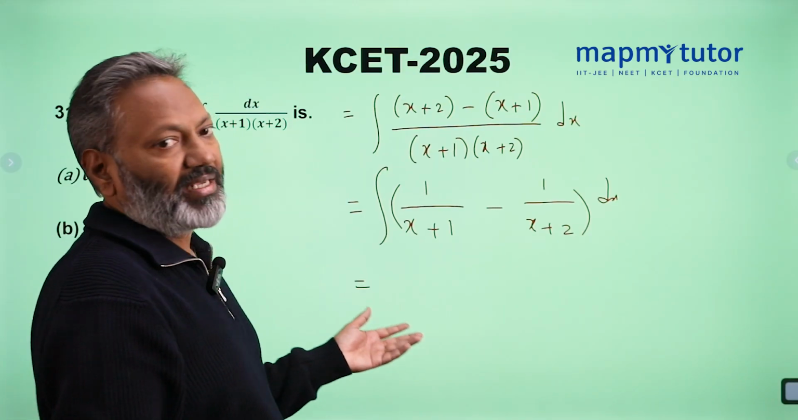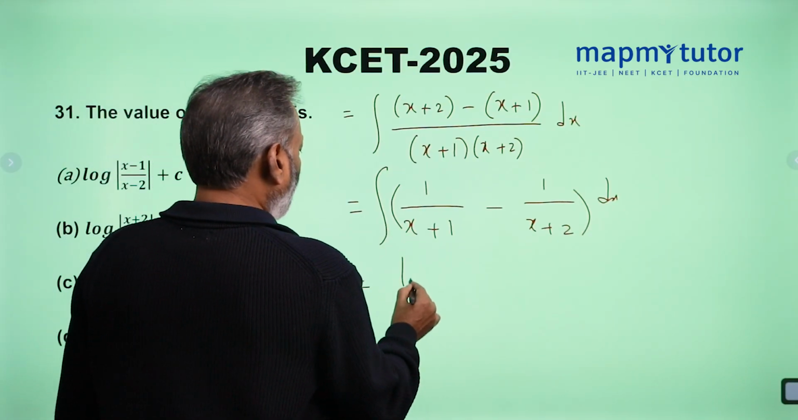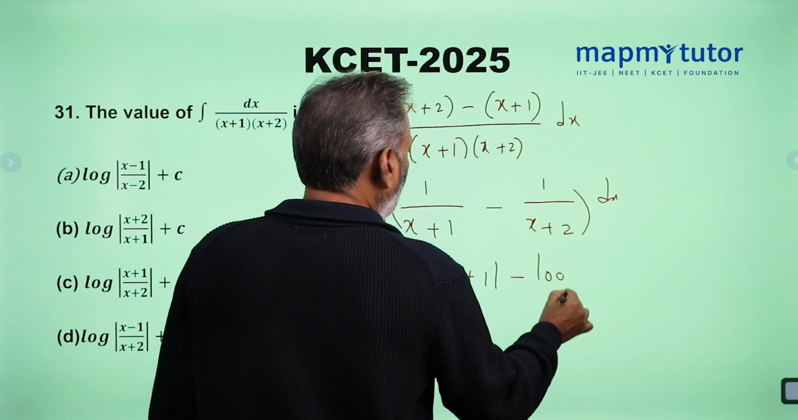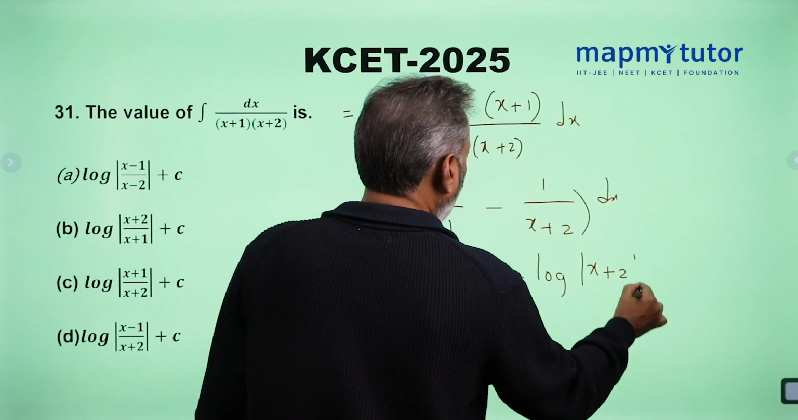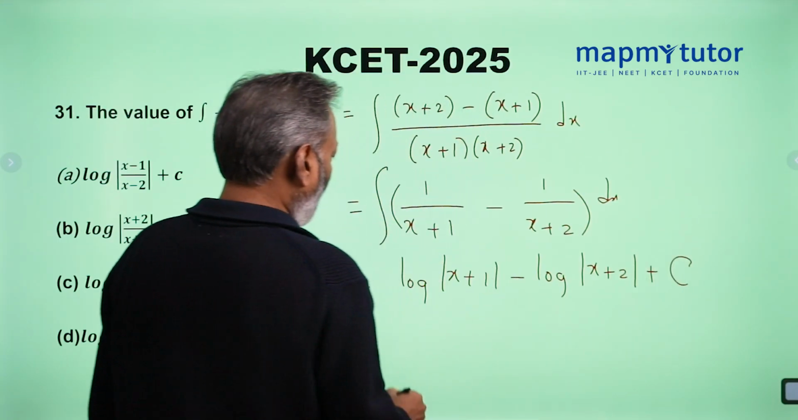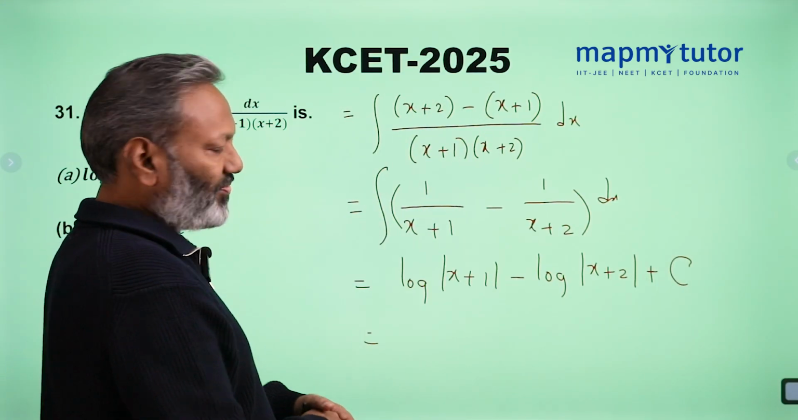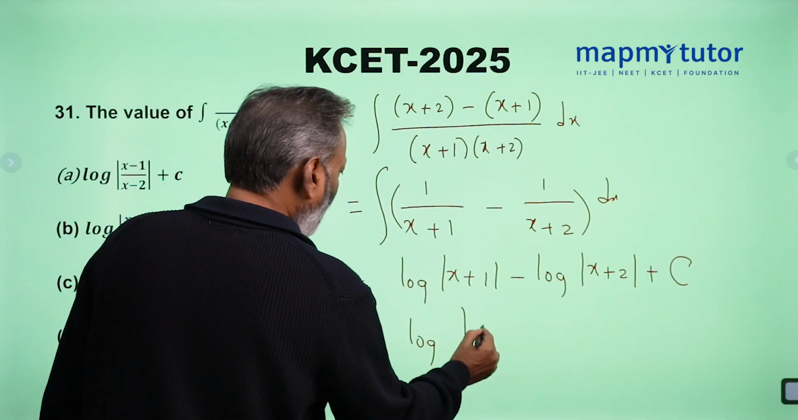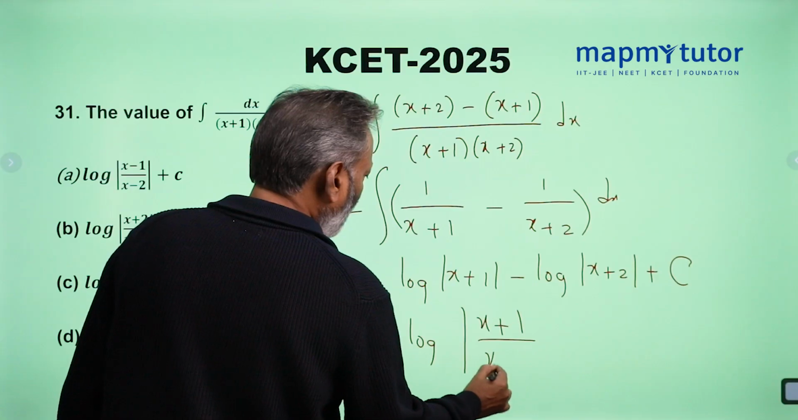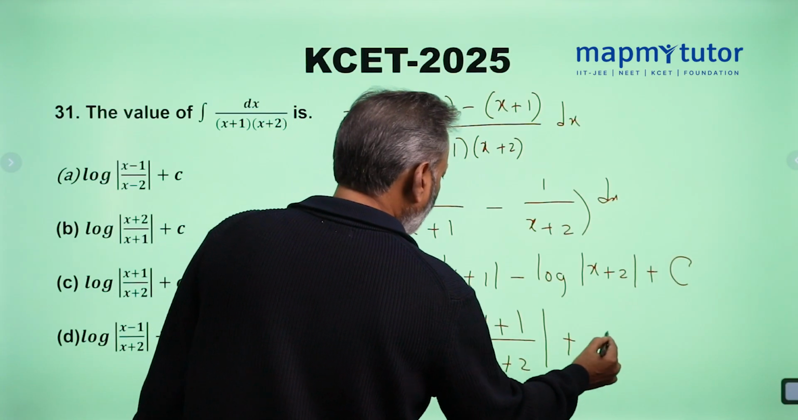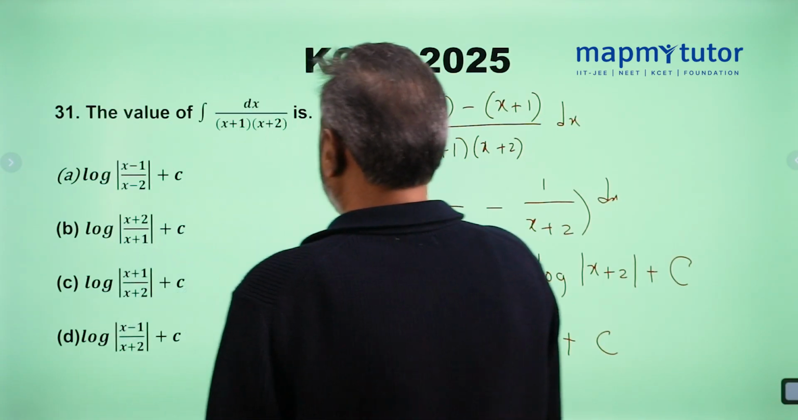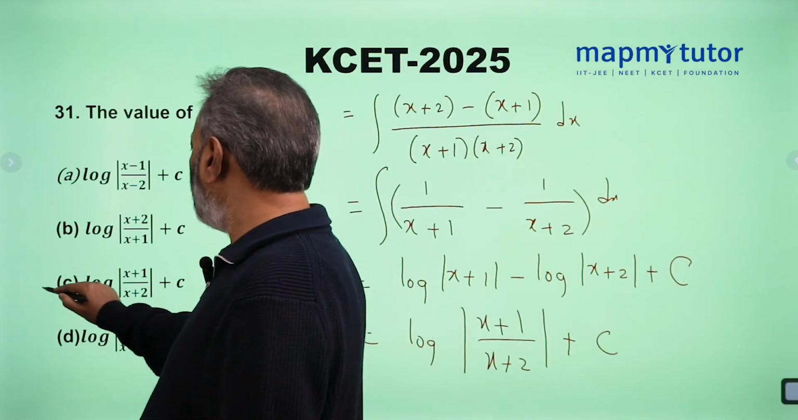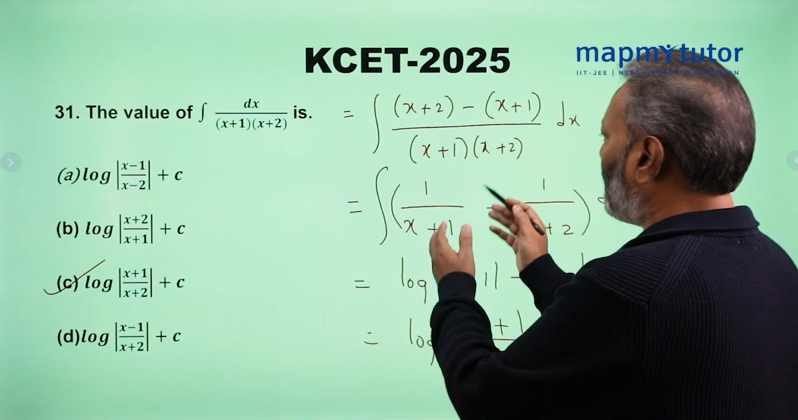We know the integral of 1 by x is log mod x. Therefore, it is log mod (x plus 1) minus log mod (x plus 2), and the process is completed. I have to add some constant of integration, c. And log m minus log n is what? Log of m by n. So, (x plus 1) divided by (x plus 2). Come on, which option is correct? Check. Log mod (x plus 1) by (x plus 2). Option C.